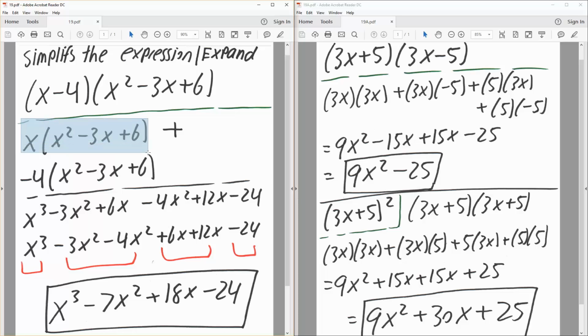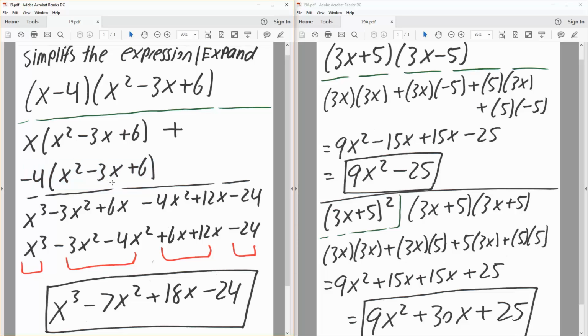For this line right here, we would get x cubed minus 3x squared plus 6x. Then we do this line. So we would get minus 4x squared. Minus 4 times -3 is plus 12, 12x. Minus 4 times 6 is minus 24.